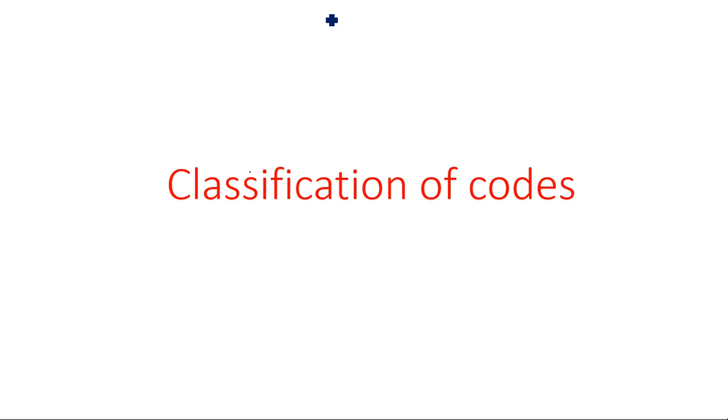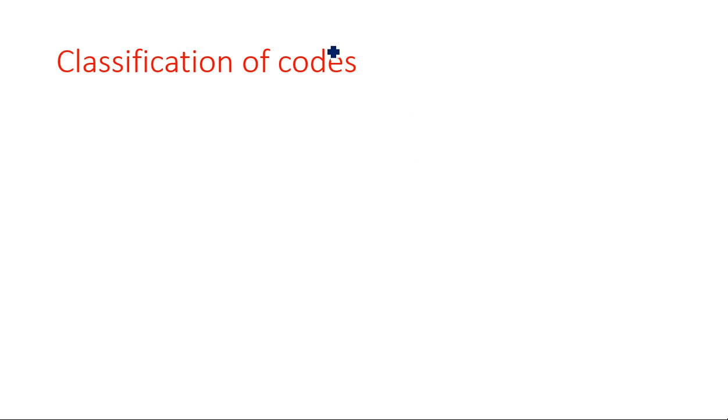Hi everyone, in this video I am going to explain about classification of codes, or classification of binary codes. You can also call it binary codes. So, classification of binary codes. When a number is given to you like 10, how are you going to represent this 10 in a ones and zeros format, in binary format?